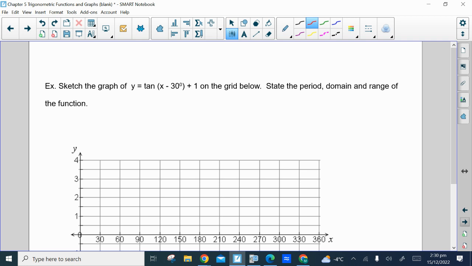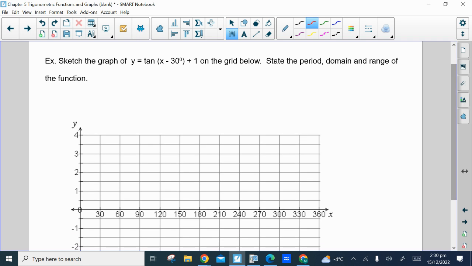Then on the next page, sketch the graph of y equals tan of x minus 30 degrees plus 1 on the grid below. State the period, domain, range of the function. Well, this one has not been horizontally stretched. There is no b value. So the period will not change. Right? The period is still every 180 degrees.